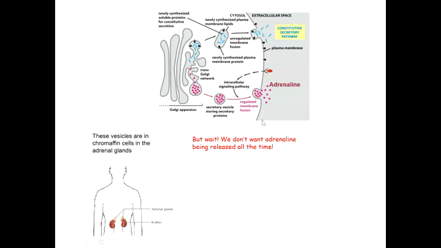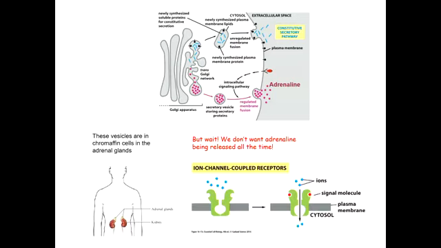But we don't want adrenaline being released all the time. That would be quite something if we were always amped up like that, right? So how do you regulate this process? You don't want these vesicles coming out at any time. Turns out that some of the receptors we've learned about are involved in this process. Ion channel coupled receptors play an important role in regulating how adrenaline is actually released.